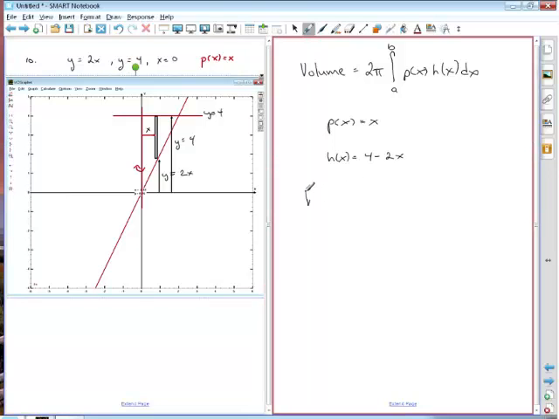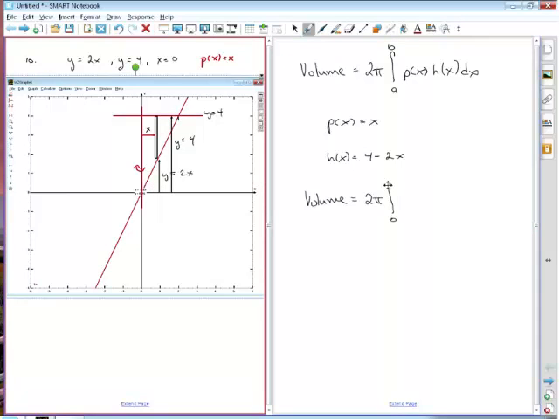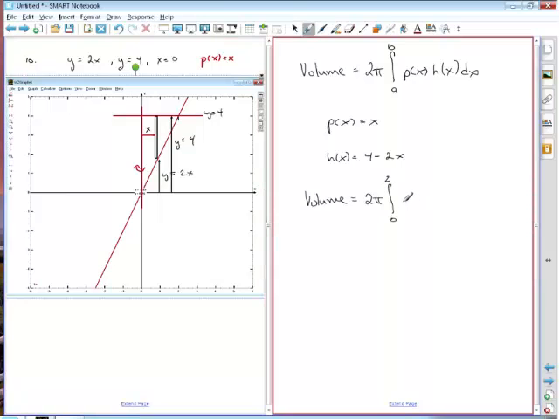So we can substitute that in. Volume equals 2 pi. We integrate from x equals 0 to x equals 2. This is x equals 2. P of x is x. H of x is 4 minus 2x dx. We multiply out this term, 4x minus 2x squared, the whole thing times dx.